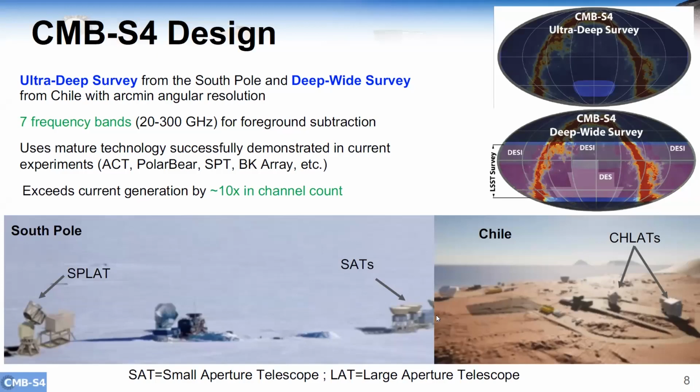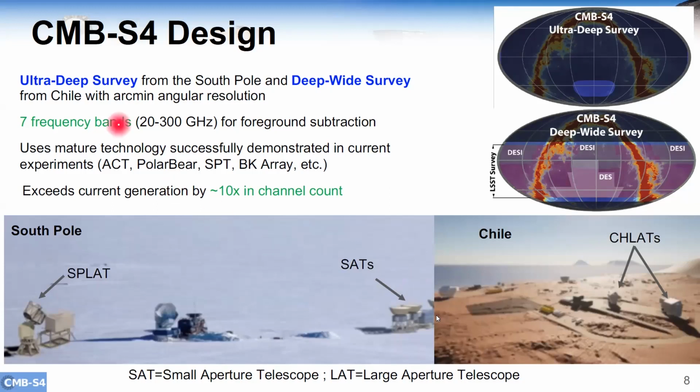So let me talk a little bit about the design. The key aspects of it are an ultra deep survey, which is mostly going after the inflation science, and then a very deep and wide survey going after the matter mapping, the light relics, and so forth. We're planning on using 2 sites, the South Pole and the Atacama Desert in Chile, and using both large aperture and small aperture telescopes, again, to go after the wide range of different science cases that you have.